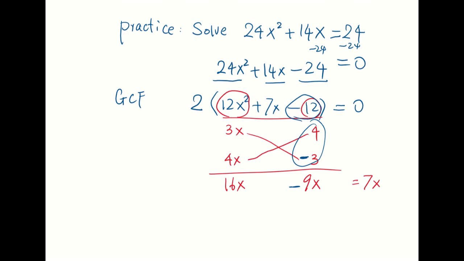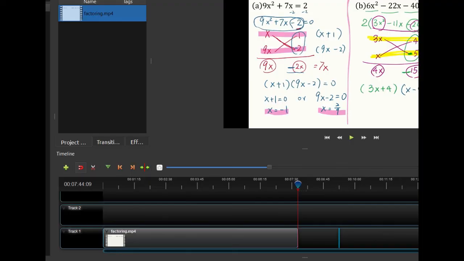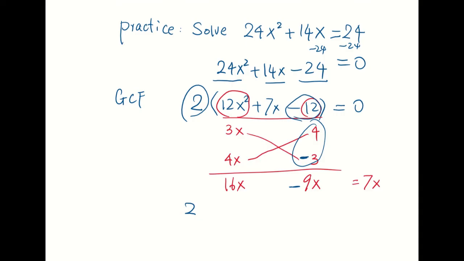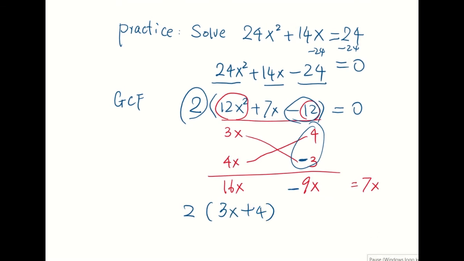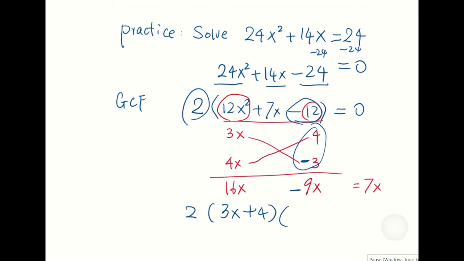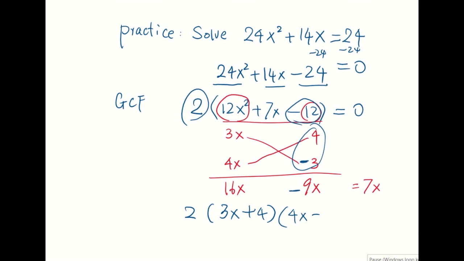So this will be factored as, don't forget this 2, 2 times, okay, first factor is 3x plus 4. Right, coming from the first row. Second factor is 4x minus 3.